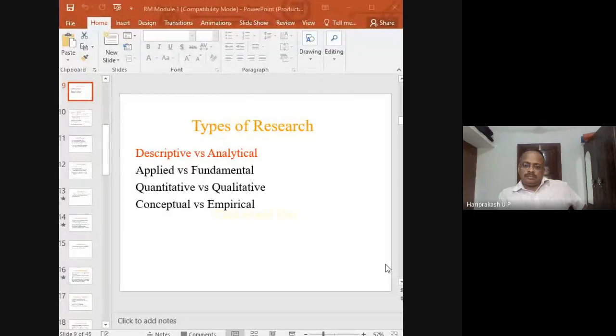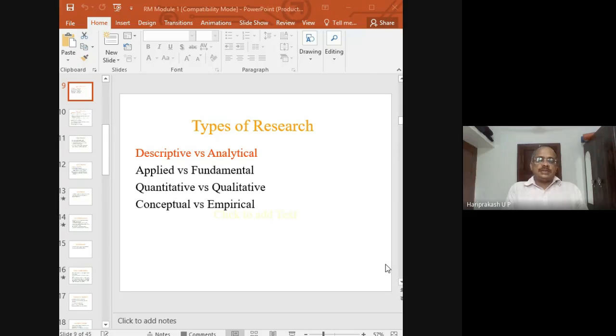Share the slide. Okay, so we were discussing different types of research, right? In the last class we said that research can be classified into different types. Descriptive research is one type, analytical research is another. Applied research and fundamental research, quantitative versus qualitative research, conceptual and empirical research. That's what we were discussing yesterday.